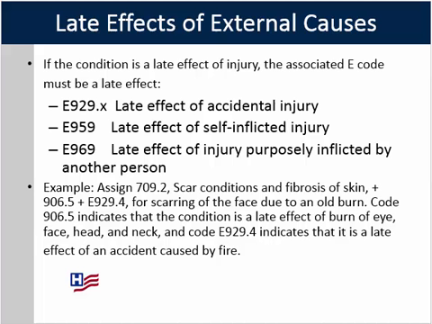When the condition code from the main classification is a late effect of injury, the associated E-code must also indicate a late effect. Take a minute to review the example shown here. Hopefully you remember the discussion on late effects in the musculoskeletal chapter. I've included the instructional video again in this module for your review and to refresh your memory. Also, remember to use the alphabetic index to external causes located in Volume 2, beginning on page 334 of the 2015 edition, looking under main terms such as accident and late effect of for the appropriate E-codes.